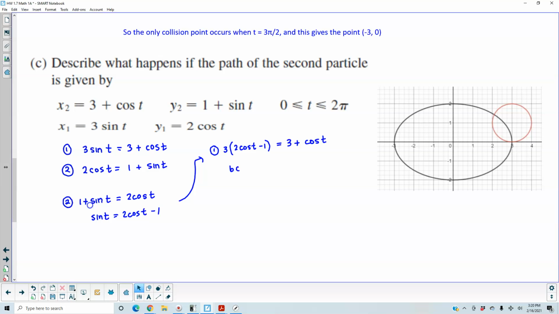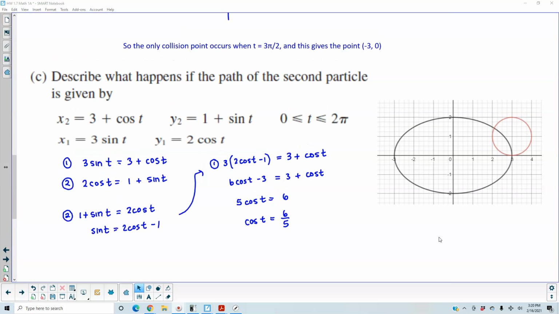So we end up getting 6 times the cosine of t minus 3, which is equal to 3 plus the cosine of t. If we subtract cosine of t on this side, we get 5 times the cosine of t. And if we add 3 to both sides, we get 6. And therefore, we get cosine of t, which is equal to 6/5. So remember that the cosine of t must be less than or equal to 1. And therefore, this is greater than 1, which tells us immediately that there are no collision points.